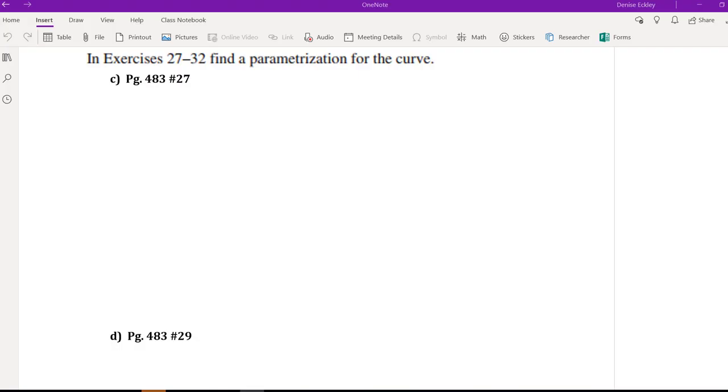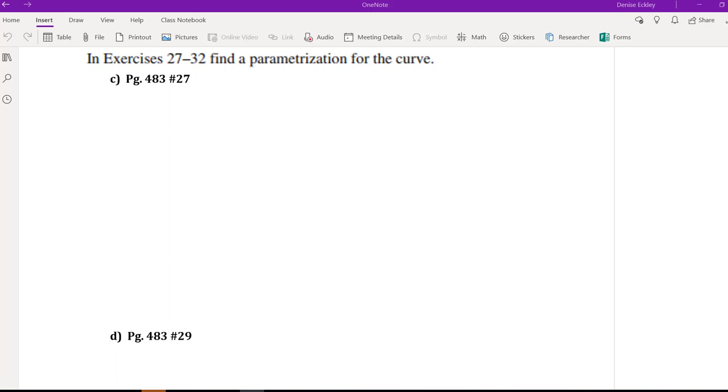This is part 2 of section 6.3, Parametric Equations and Motion. In this part of the lesson, we are going to look at some ways you can make a parameterization of points, and also how we work with simulating motion. And we're going to start with page 483, number 27.